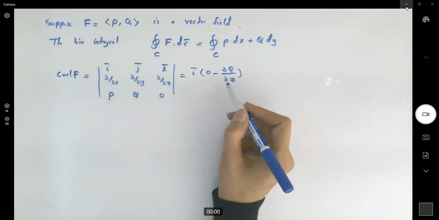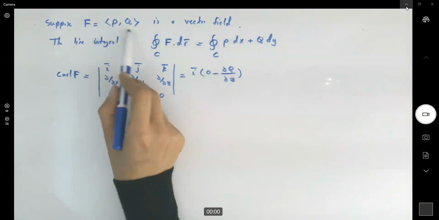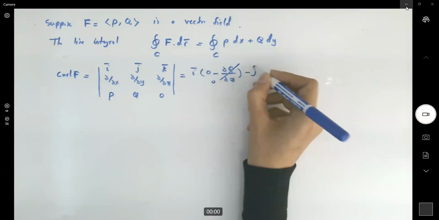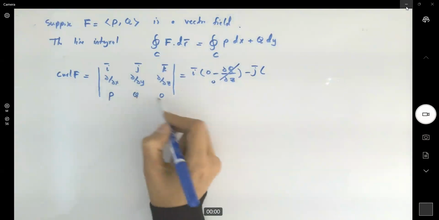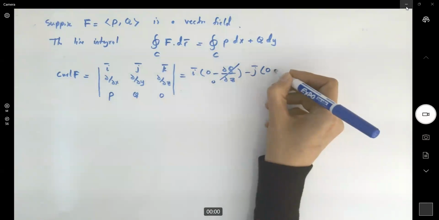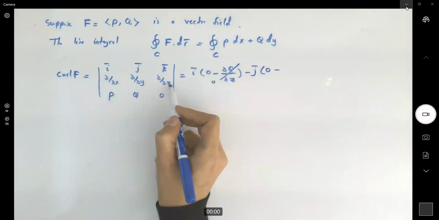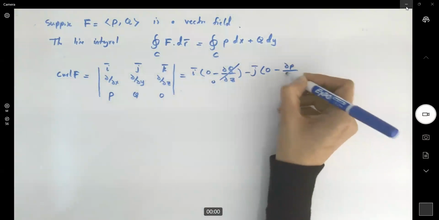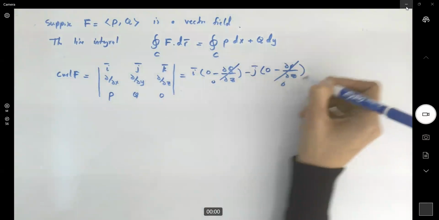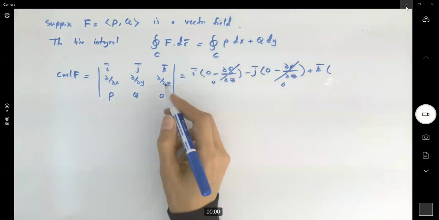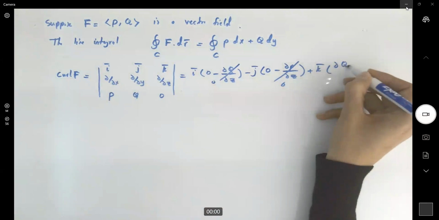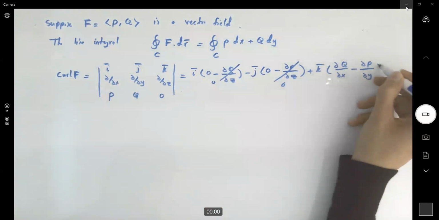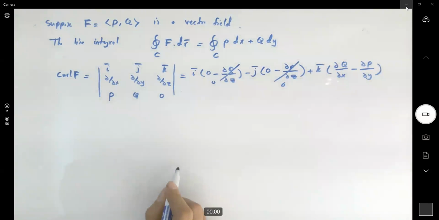Why is that? These two functions are in X and Y. So far we have a 0. Minus J, well, here you have partial derivative 0, and here partial derivative of P with respect to Z. This is going to be 0 again because it's in X and Y. Plus K, and here you have partial derivative of Q with respect to X minus partial derivative of P with respect to Y. So far we have curl of F defined this way.